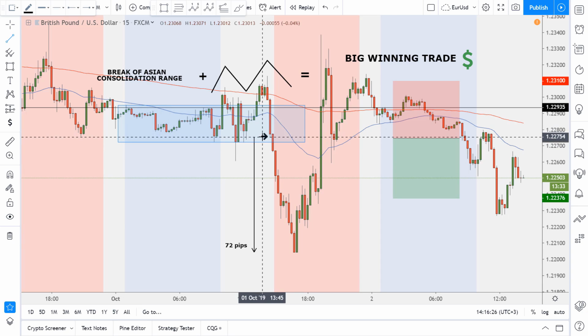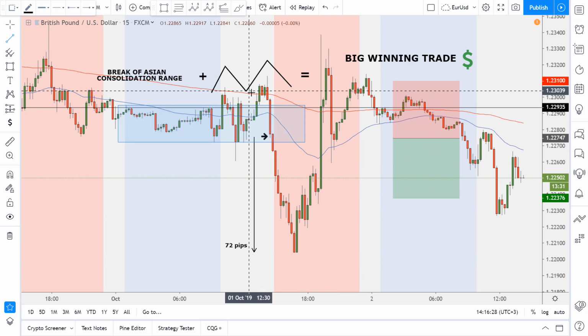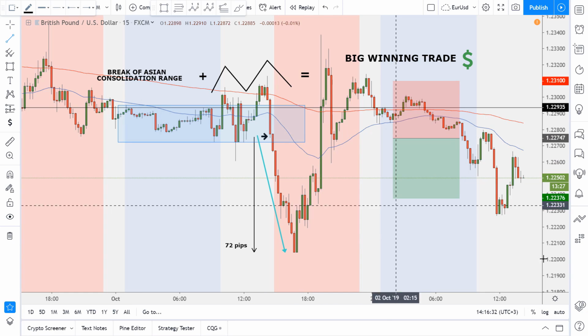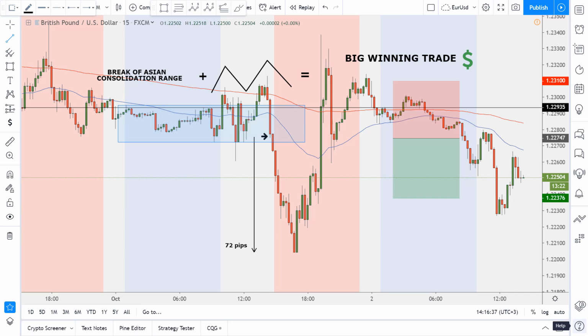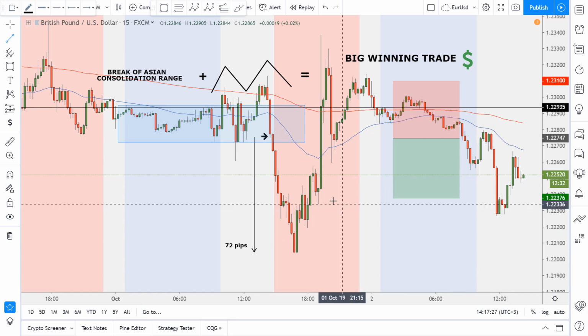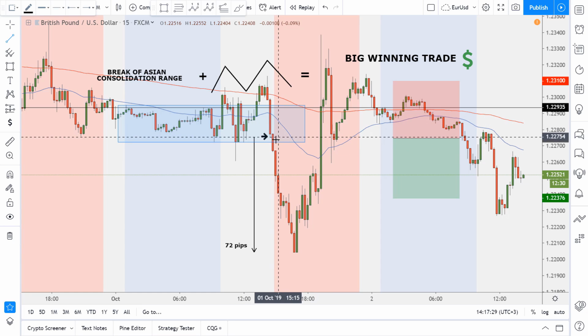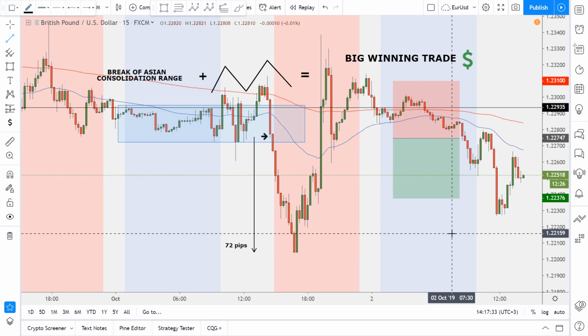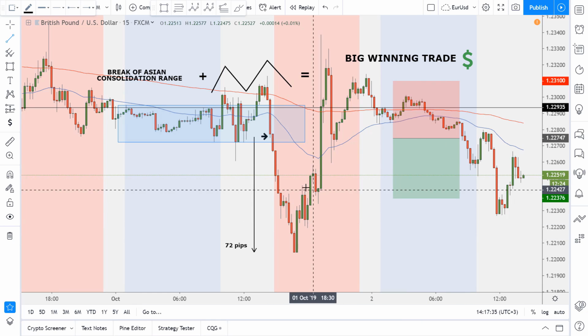My entry was right here after this big candle. The market went 72 pips straight with zero drawdown. Imagine doing the math on how much you can make on this 72 pip move. If you trade this with, let's say, 5 standard lots only, this whole move could be $3,500 just for a few hours of work, and you're done. You're basically done for the week or the whole month if you want.